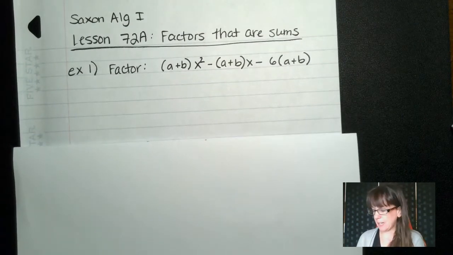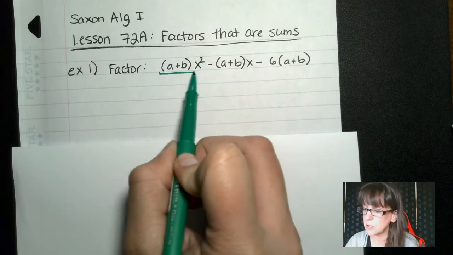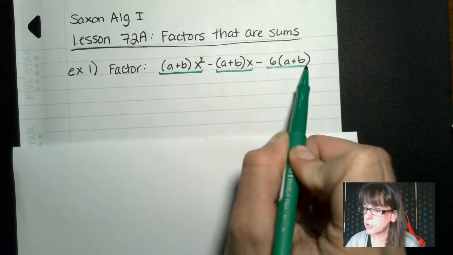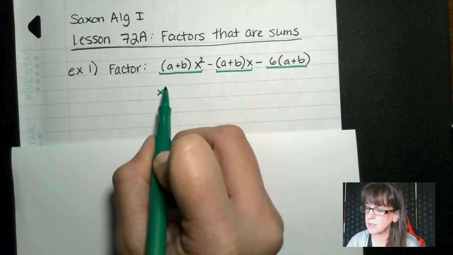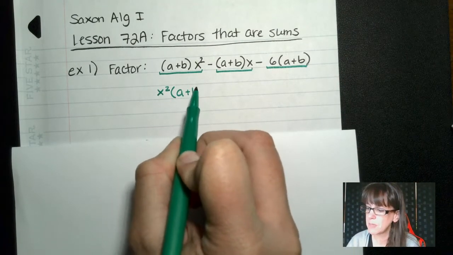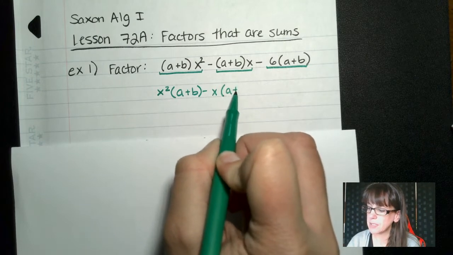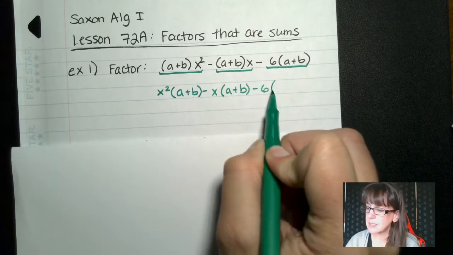What might help is actually if we rewrite this. See, we've got 3 chunks here. We've got this chunk, and this chunk. If I rewrite this so that I get x squared times a plus b, minus x times a plus b, minus 6 times a plus b.